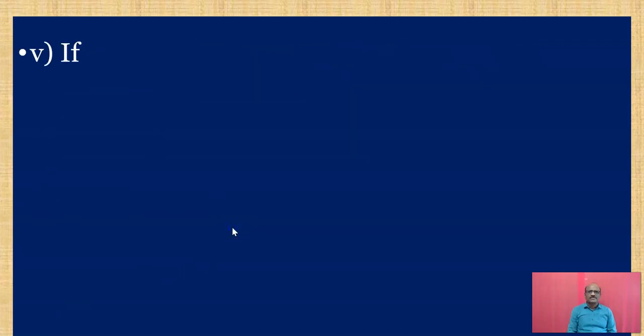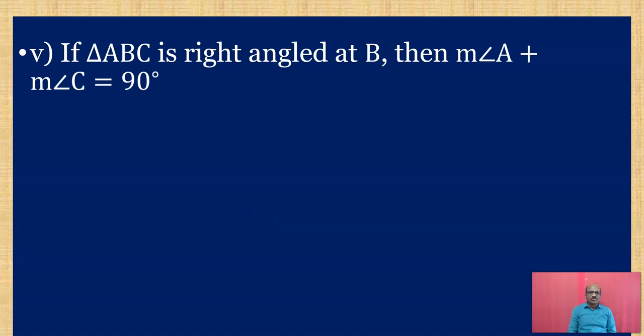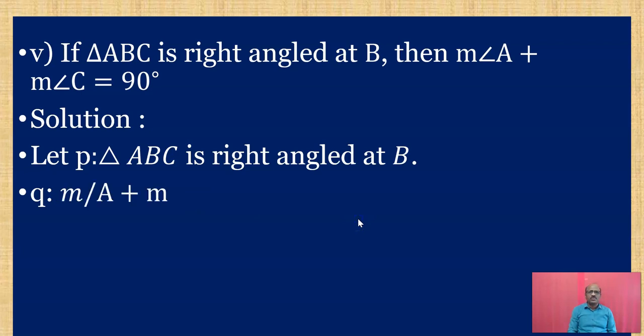Now see this again. If triangle ABC is a right angle at B, then measure of angle A plus measure of angle C is equal to 90 degrees. Solution: let P be the triangle is a right angle at B, and Q be measure of angle A plus measure of angle C is equal to 90 degrees.